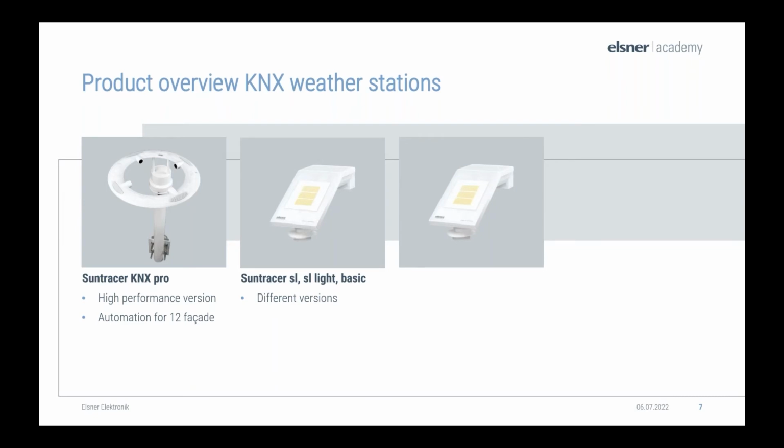On the next picture, you can see the PO4 KNX weather station. This is the smallest version of the KNX weather stations. The device has no facade automation or logic function included. So this device is only able to send measured values to the bus, for example, to a building automation system or to a visualization for temperature, wind speed, etc.